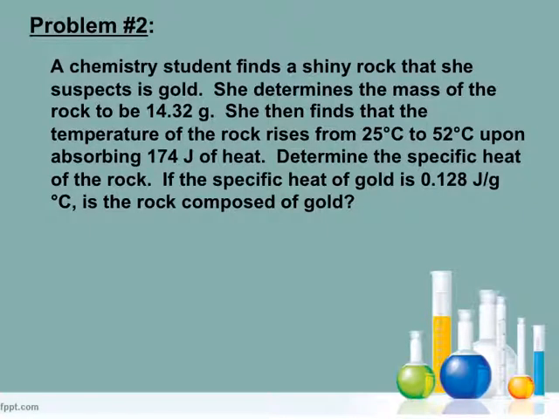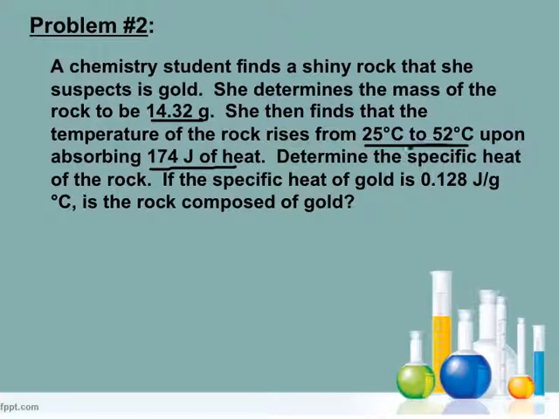Okay, guys, this is another way they could ask it. Now, I'm going to read the problem like I always do. I'm going to underline my numbers, and then hopefully you'll start seeing what goes where. So a chemistry student finds a shiny rock that she suspects is gold. She determines the mass of the rock to be 14.32 grams. Then she finds the temperature of the rock rises from 25 to 52 degrees Celsius when it absorbs 174 joules. Determine the specific heat of the rock.